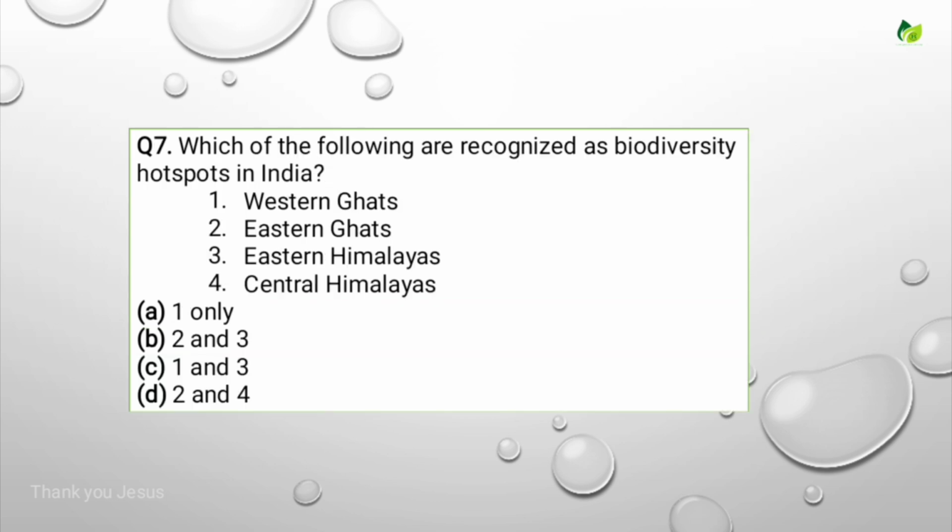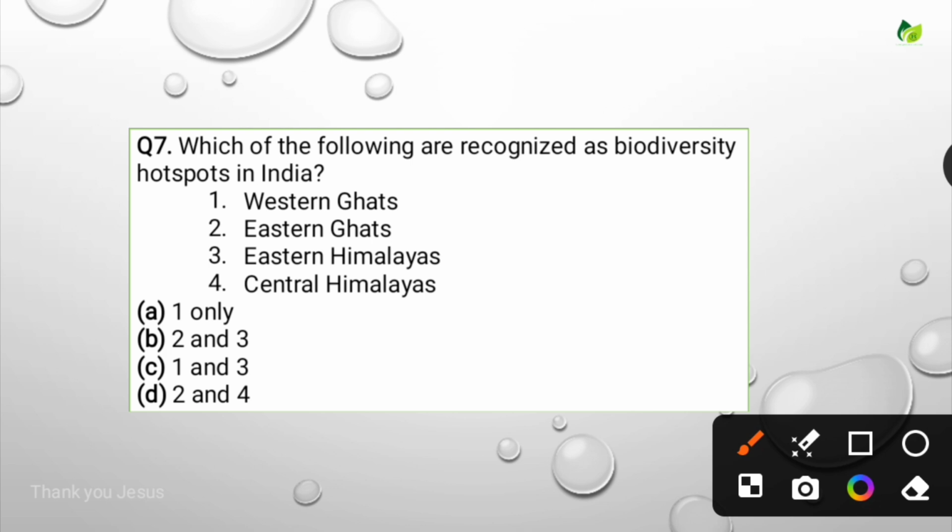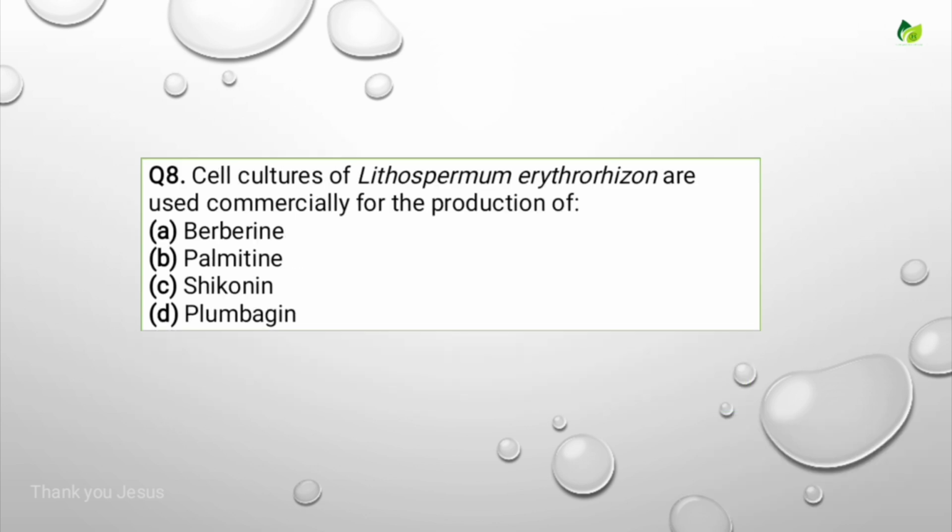Which of the following are recognized as biodiversity hotspots in India? Options are Western Ghats, Eastern Himalayas, Central Himalayas. Among them, you have to pick the correct statements. Options are only 1, 2 and 3, 1 and 3, 2 and 4. For this, the correct answer is 1 and 3. That means Western Ghats and Eastern Himalayas are the biodiversity hotspots of India. Let's see the next question.